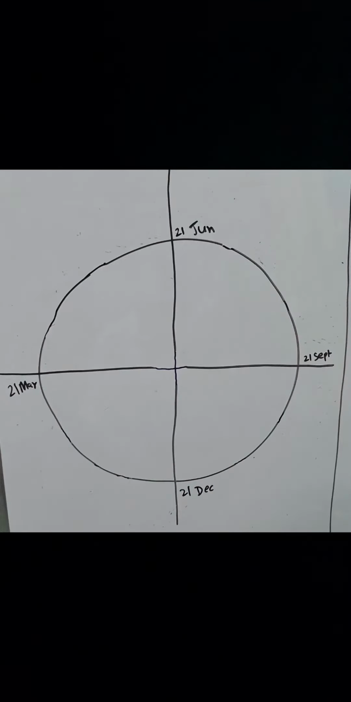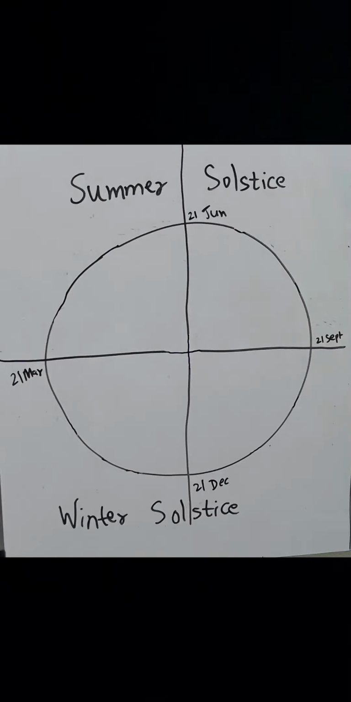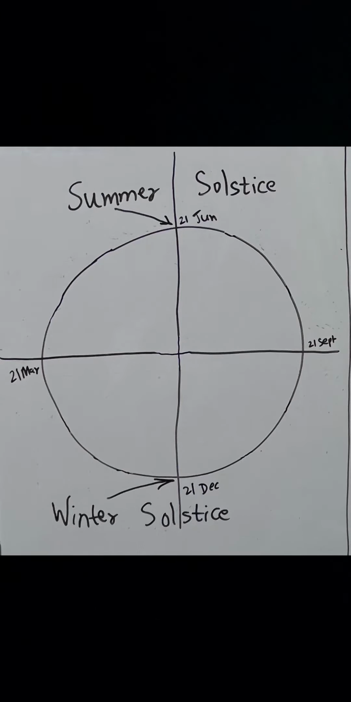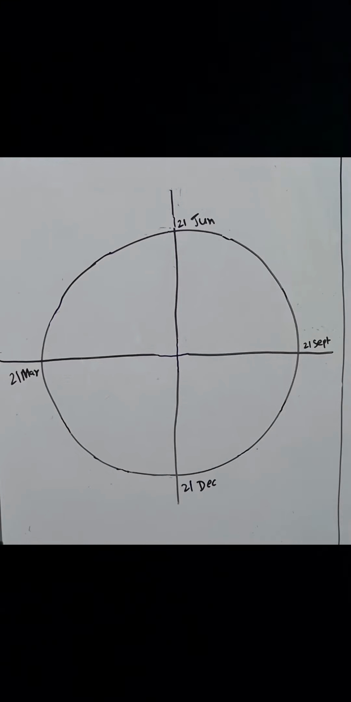These four divisions are known as the equinoxes and solstices, and 21st June is the summer solstice and 21st December is the winter solstice, which are the longest day and shortest night of the year, and shortest day and longest night of the year, respectively. Now keep this in mind as we go further.